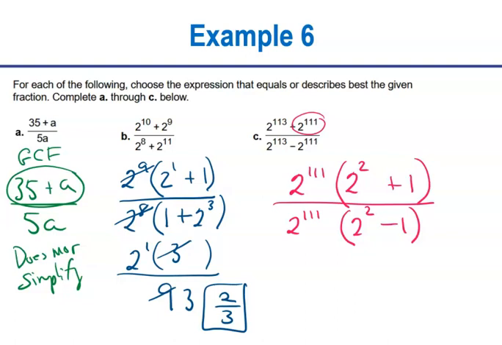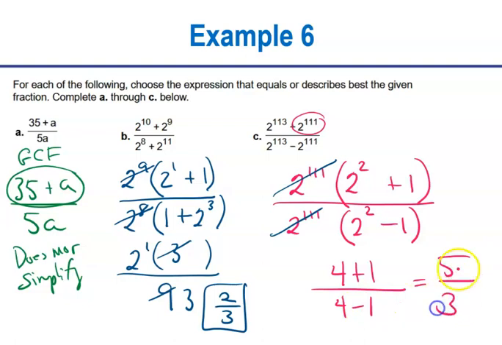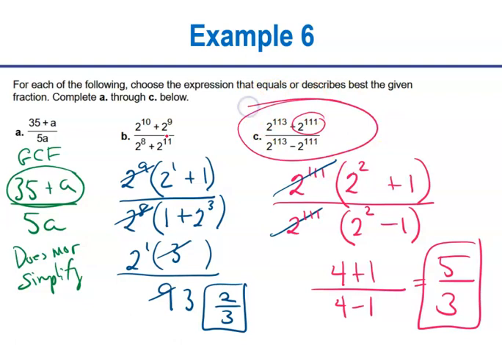Now, what's great about this problem is the 2 to the 111 cancels. And then we'll just work what we have over here in parentheses. So 2 squared we know is 4 plus 1. Denominator 2 squared is still 4, but that's minus 1. Now, again, you can't cancel these 4s and these 1s. You have to go ahead and add 4 plus 1 is 5, divided by 4 minus 1 is 3, and that is your final answer. Hard to believe that this expression turns into 5/3, but it does.